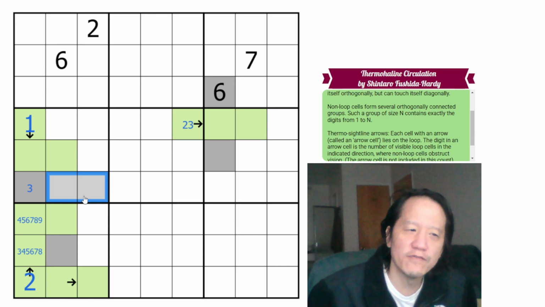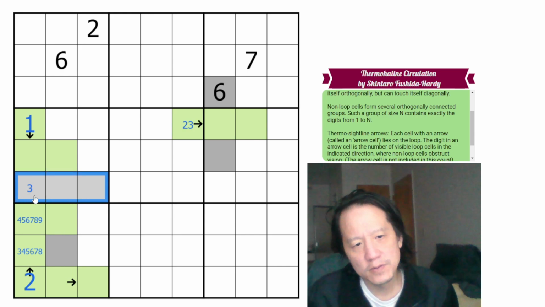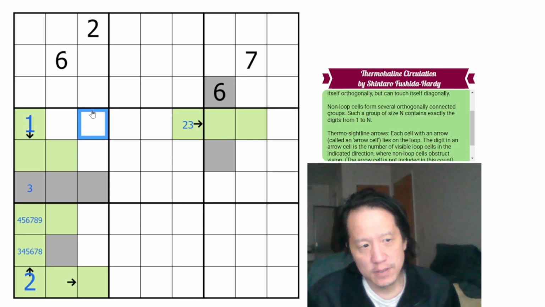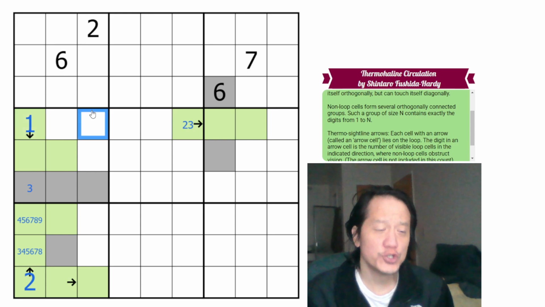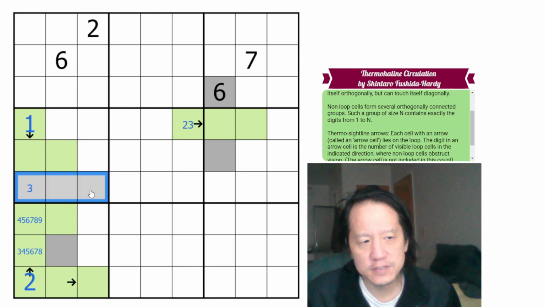So you can only have 8 complete groups that are not in the loop, right? Because you need a 1 in each one of them. You need a 2 in each one of them, too. So there's only 8 groups max. Interesting.